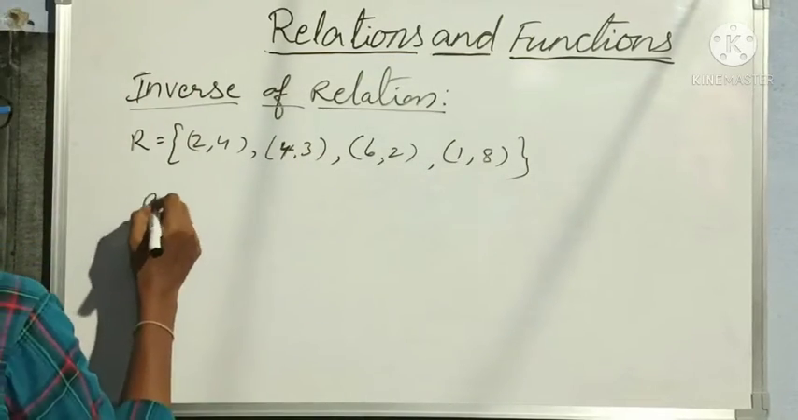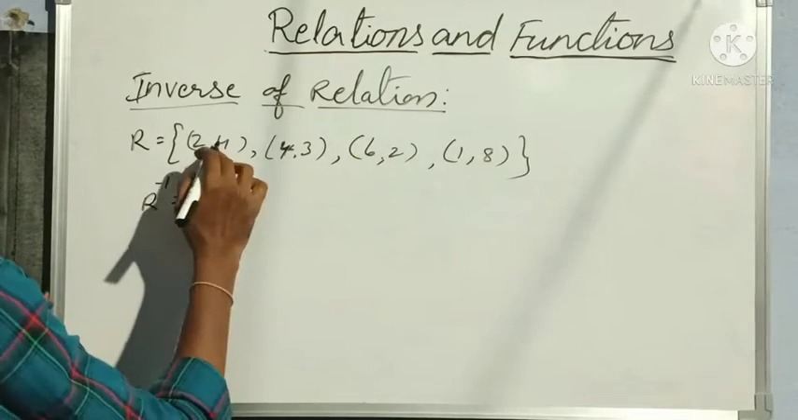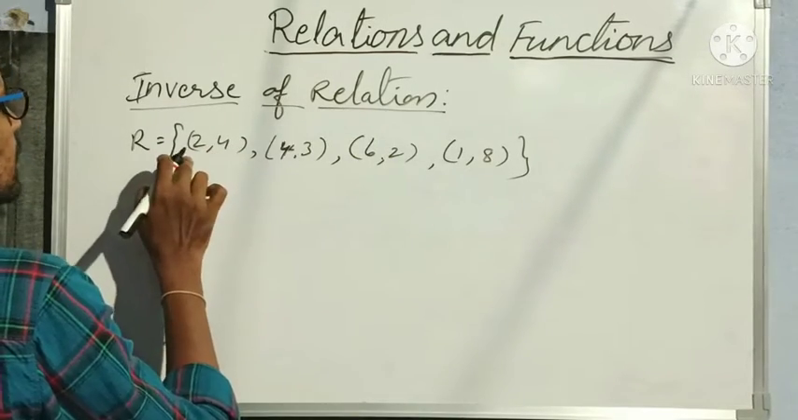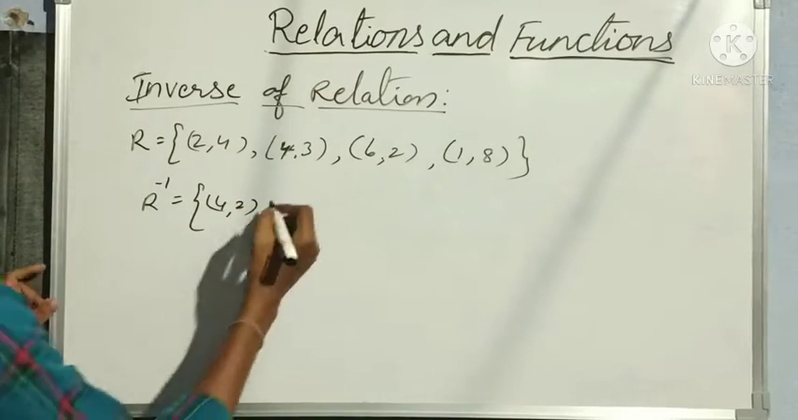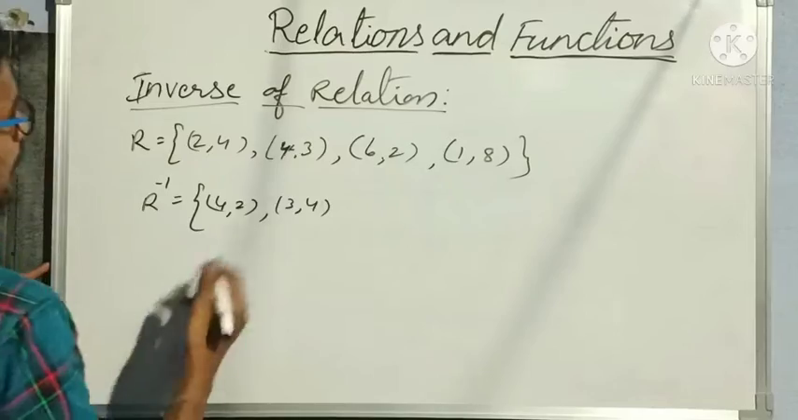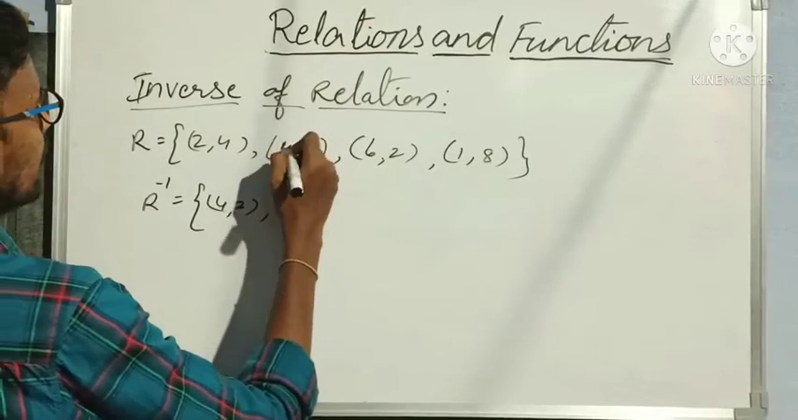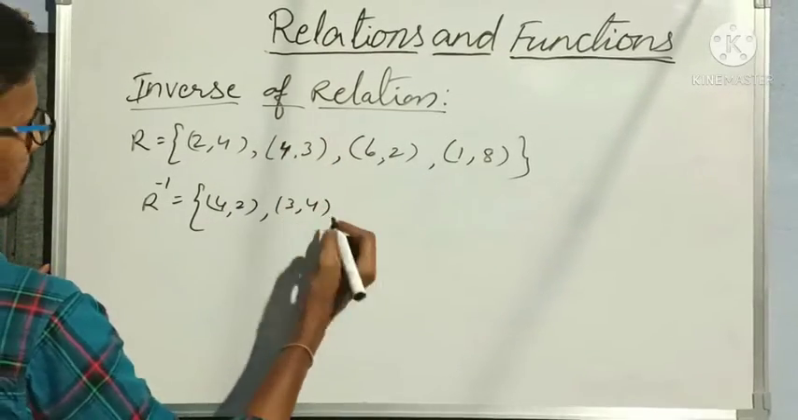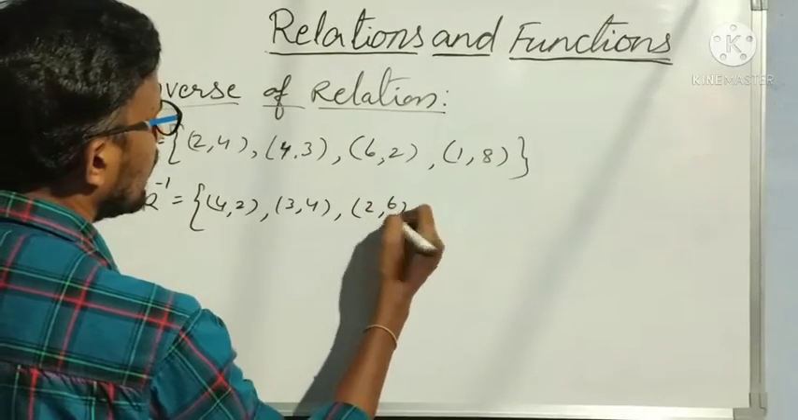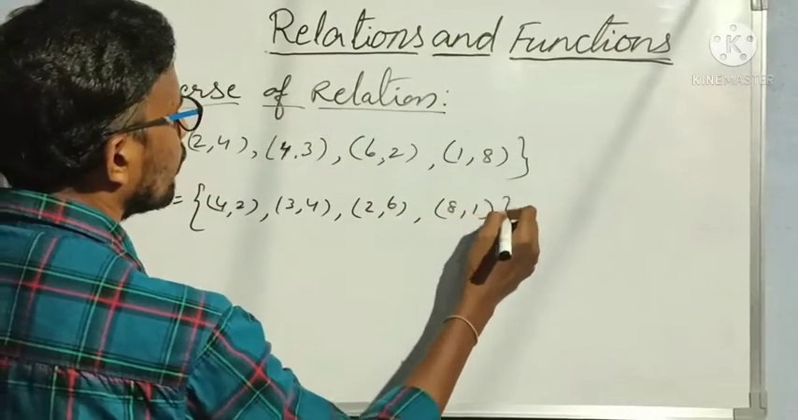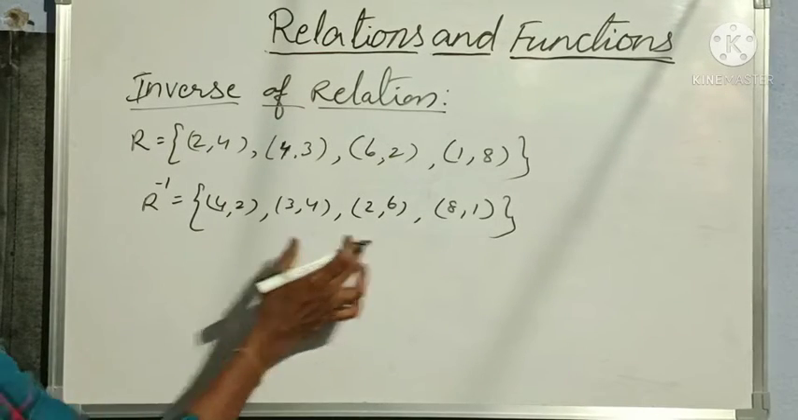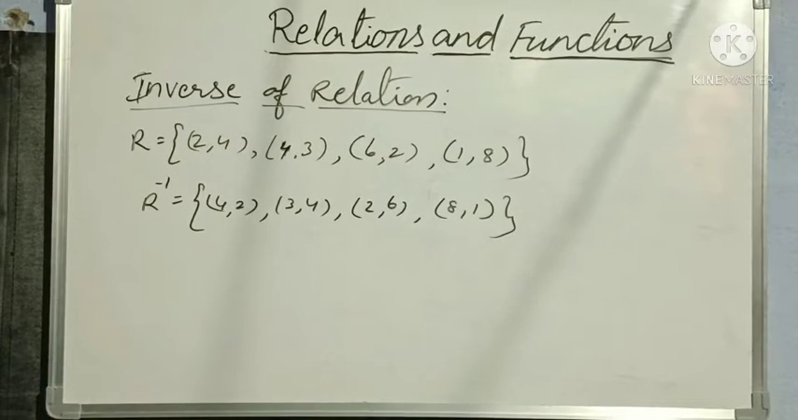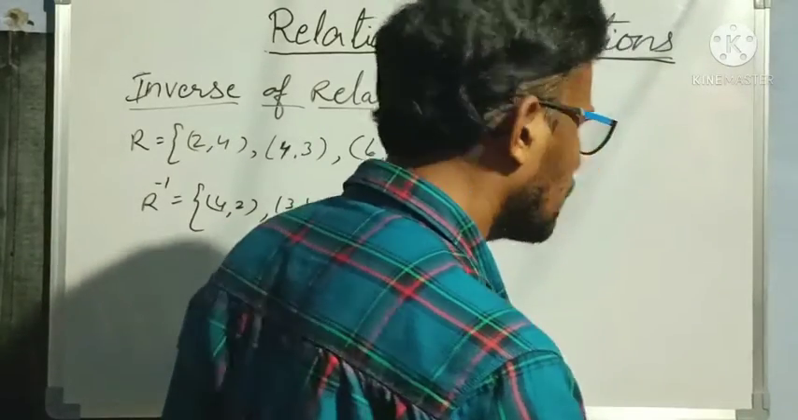I want the inverse. Inverse of a relation is nothing but my image becomes pre-image and pre-image becomes image here. So the reverse of this first pair is 4, 2. Means swapping the elements. Means image should be written as pre-image and pre-image should be written as image. That is called the inverse of a relation. Understood? This is how we have to write the inverse of a relation. Understood up to here, everybody? So this is about relations.